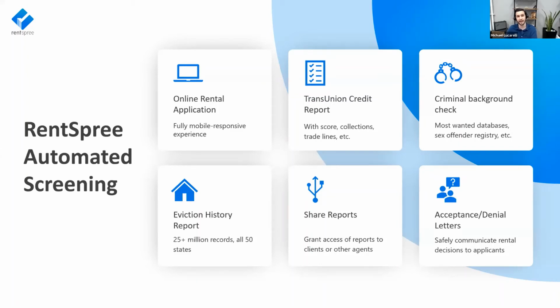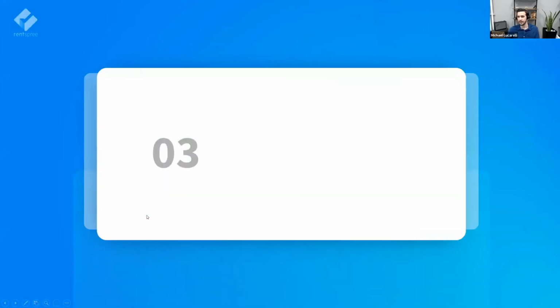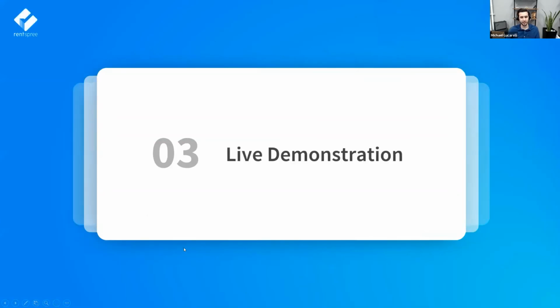You can actually grant access to a landlord, and the landlord will be able to view the reports and even communicate with you through the platform to move forward with the screening decision. And then finally, as I mentioned here, Rentspree provides acceptance and denial letters on the platform so that you can easily provide rental decisions to applicants. And so next we'll move on and do a demonstration on Rentspree so you can see exactly how that works.